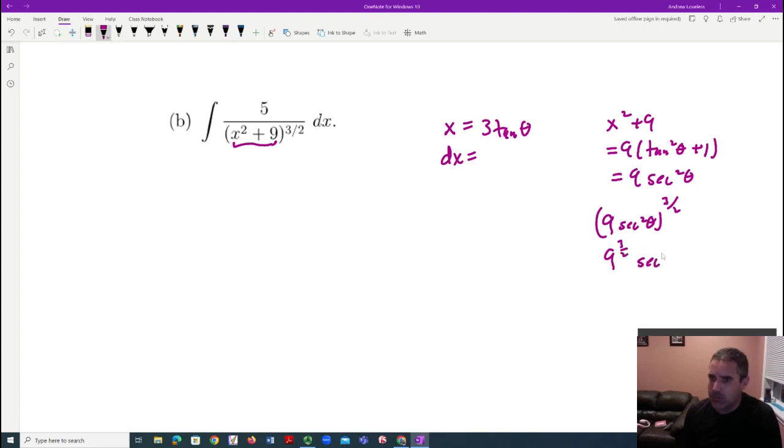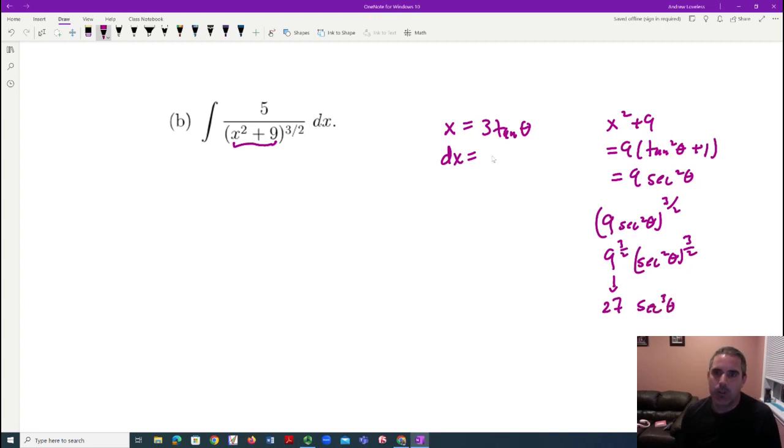And secant squared to the 3/2. And this right here is, let's see, the square root of 9 is 3. 3 squared is 27. That's 27, and this is going to be secant to the 3rd. Oops, sorry, I didn't realize that was visible to everybody.